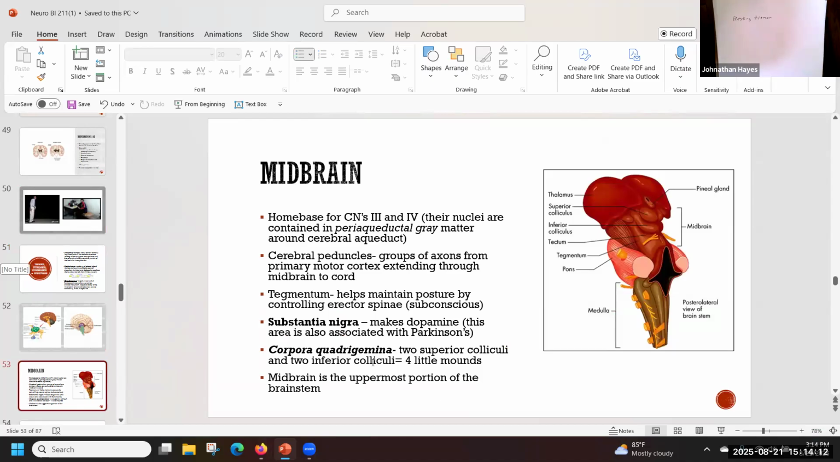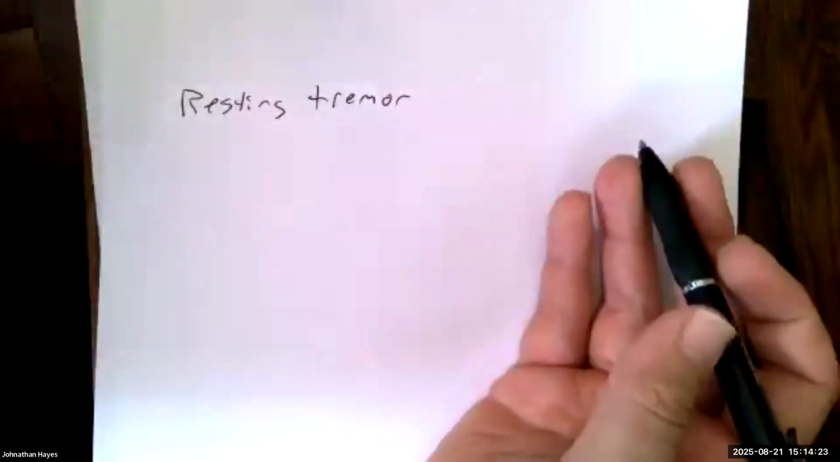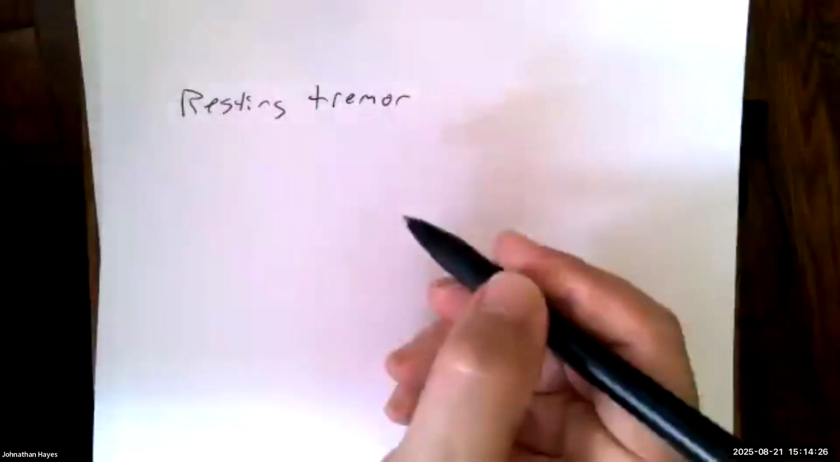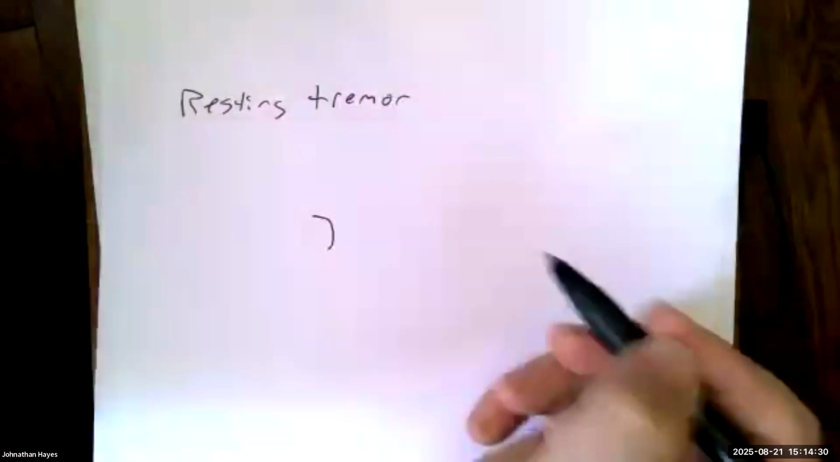Corpora quadrigemina we've talked about before. It's 4 little lumps. So again, I think it's just easier to draw it. Corpora means body, quad 4, gemini, like twin. So corpora quadrigemina means 4 twin bodies. So you end up having this little hill, superior colliculus, followed by another, an inferior colliculus, and then one's going to be on the left side and the other one's going to be on the right side. So what do I have now? 4 twin bodies.